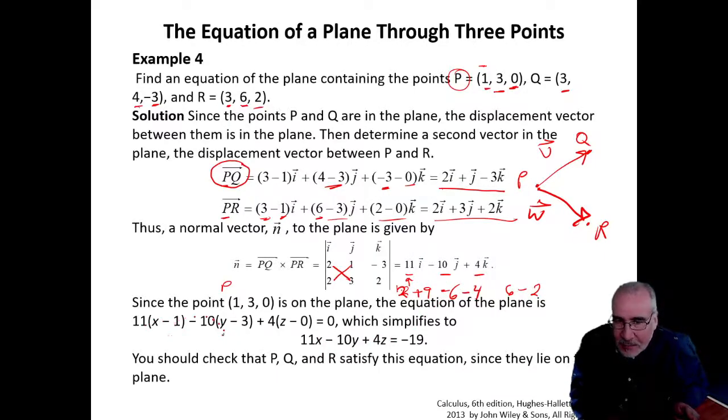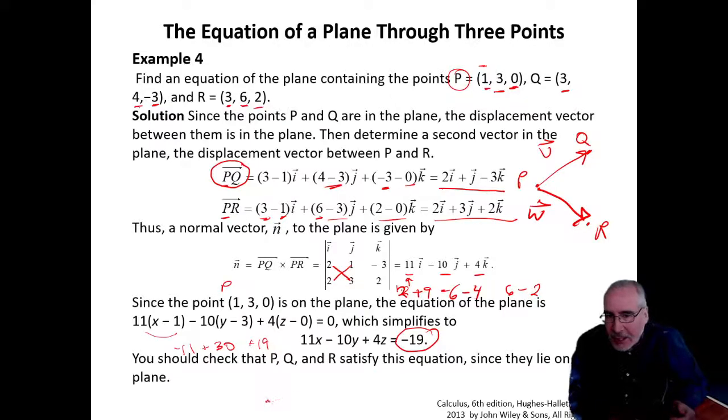And then from distributing, we got negative 11, we get positive 30, and then we get 0. So negative 11 from 30 is going to give us positive 19. Subtract that from both sides, and that's where that negative 19 comes from. So that's getting the equation of a plane.